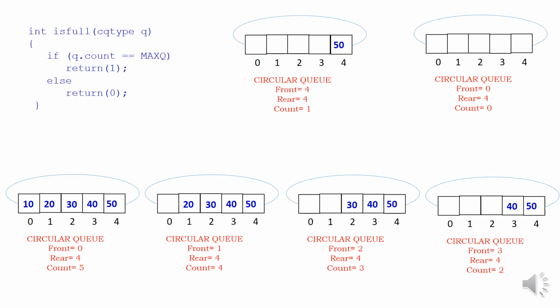Check whether the circular queue is full or not. So checking whether the circular queue is full or not returns either 1 or 0.